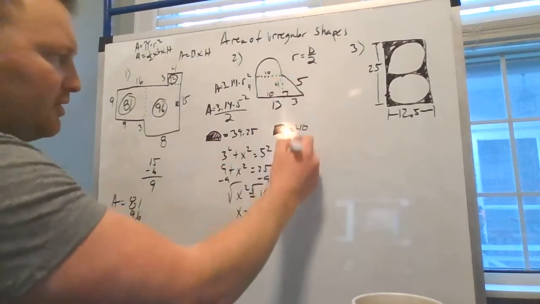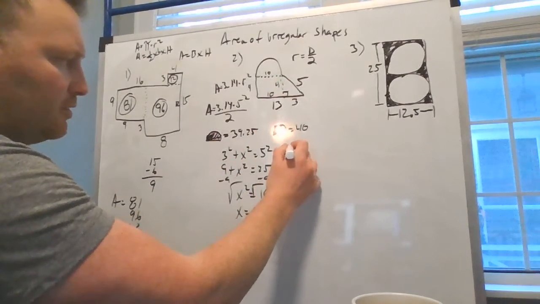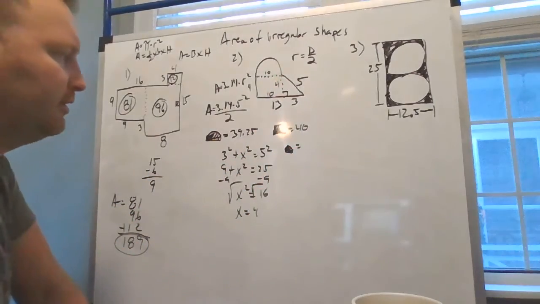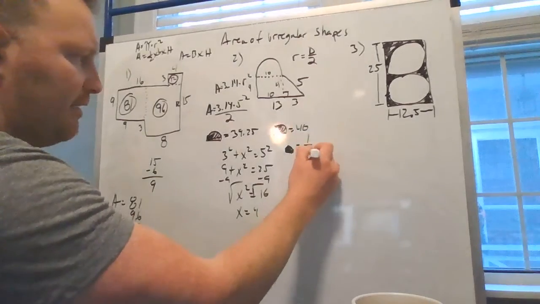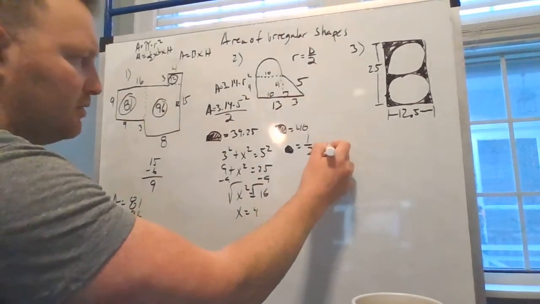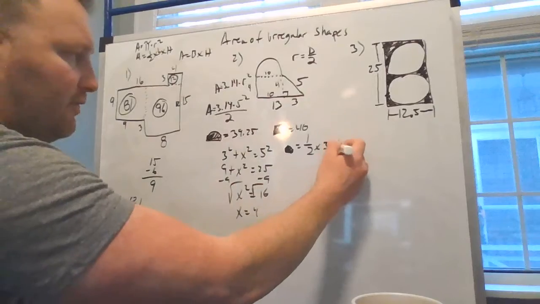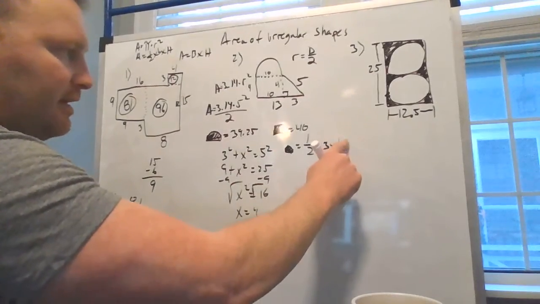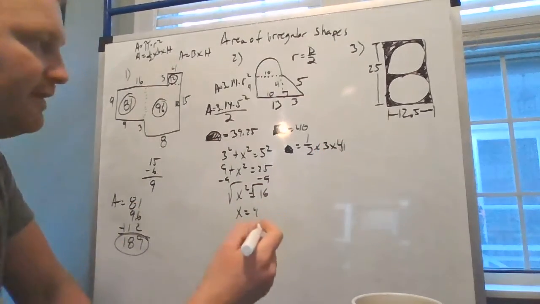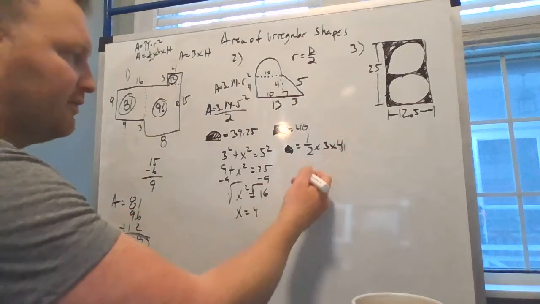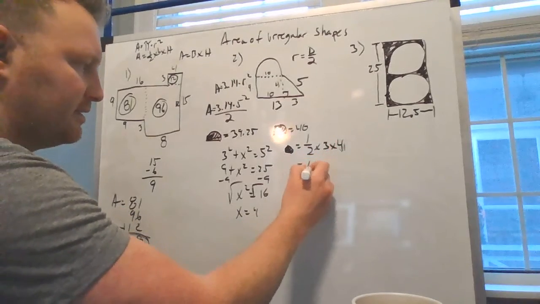And now I got to do my triangle, okay? Circle that in so you have everything color-coded. Remember, it's 1/2 times base, which is 3, times height, which is 4. Oops, I almost called that height. Need more coffee. 1/2 times 3 times 4 is 6.